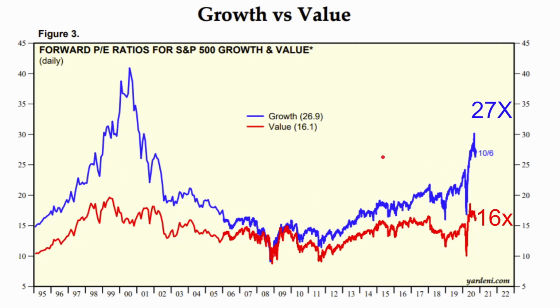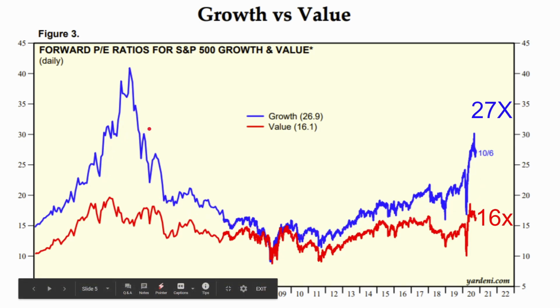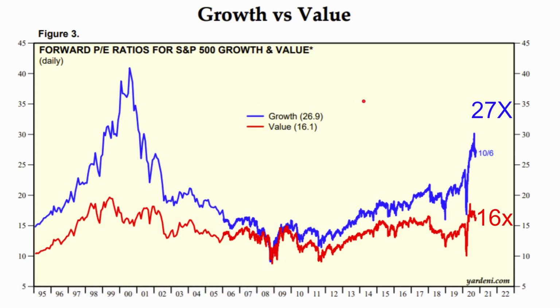Here's another graph that's going to help us make sense of what's actually going on in today's market and separate the two. All the charts we've seen so far have had both value and growth compared against each other. Now we're going to see them independently. This is the forward PE ratio for the S&P 500 growth in blue and the value in red. So this essentially means the forward 12 months of earnings: how much does that stock sell for compared to that amount of earnings?